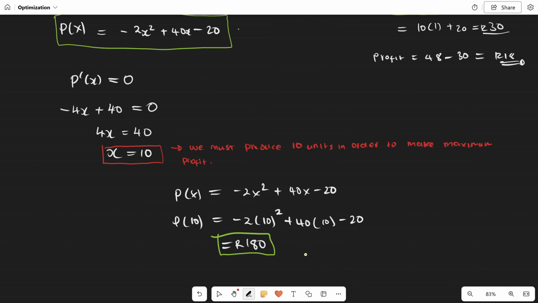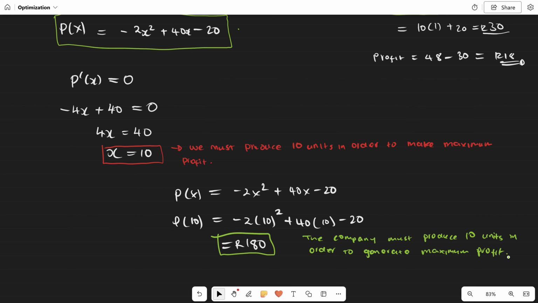So to conclude this, we can say that the company must produce 10 units in order to generate maximum profit.